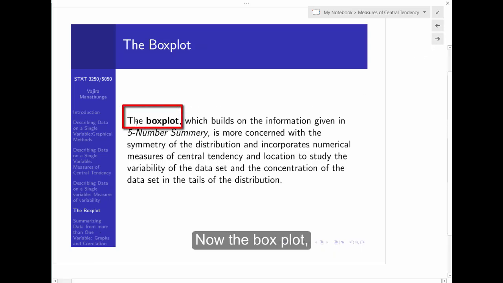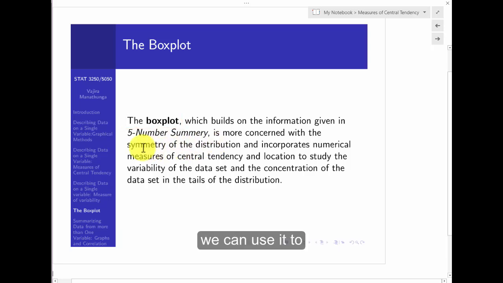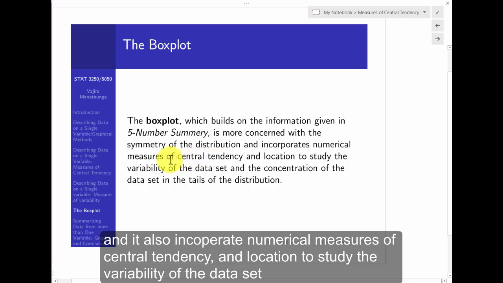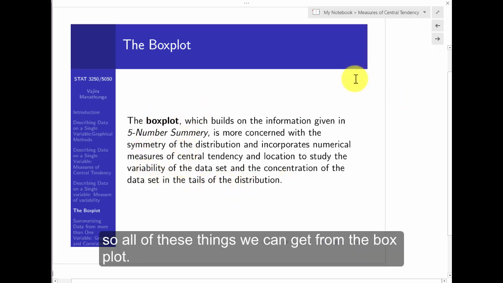Now the box plot is created using the 5-number summary. We can use it to look at the symmetry of the distribution, and it also incorporates numerical measures of central tendency and location to study the variability of the data set and how the data are concentrated. So all of these things we can look at from the box plot.